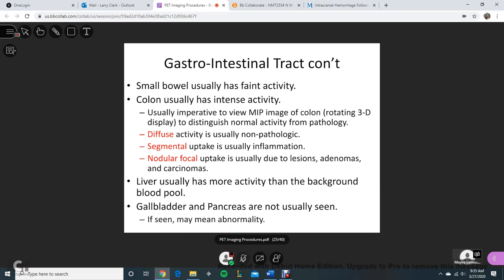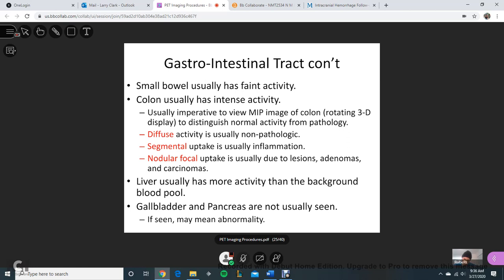All right, the small bowel usually has faint activity. The colon usually has intense activity, so it's usually important to view the MIP image of the colon to distinguish normal activity from pathology. Diffuse activity is usually non-pathologic, segmental uptake is usually inflammation, and nodular focal uptake is usually due to lesions, adenomas, and carcinomas. That is in red for a reason, you guys, okay?